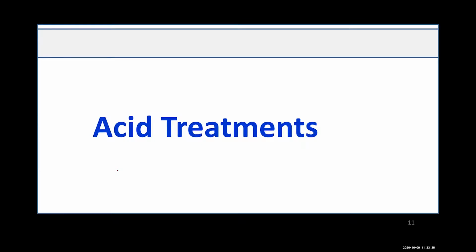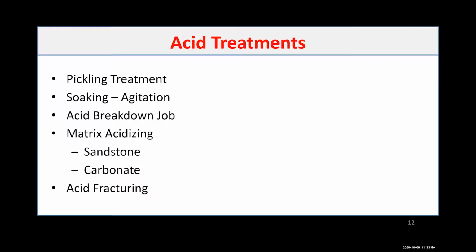So the second part is the acid treatment. What acid treatments do we typically do? We have different acid treatments that we typically pump. I will start from the pickling treatment, what's called pickling. Another treatment is called soaking, then acid breakdown, or matrix acidizing itself, sandstone or carbonate. And the last one is acid fracturing. So we will go one by one and see what each treatment does and what the typical acid is that we use for each treatment.